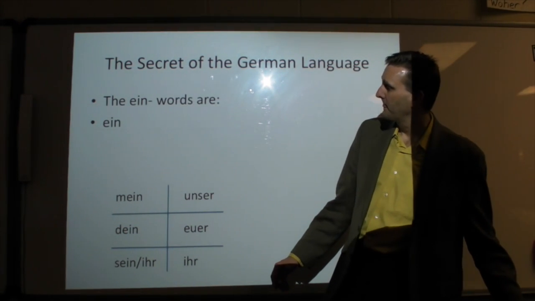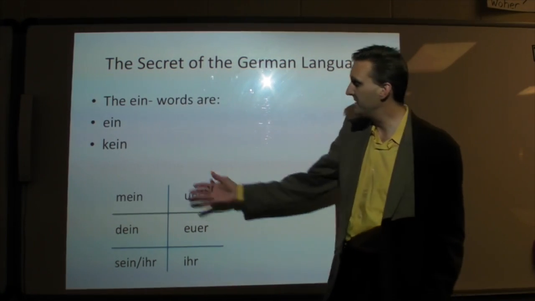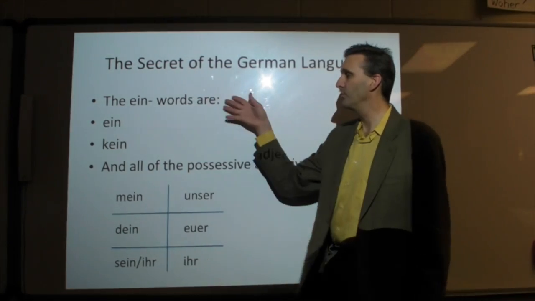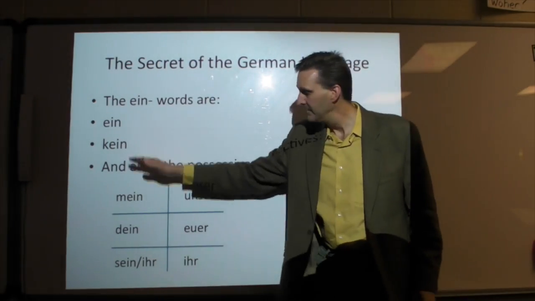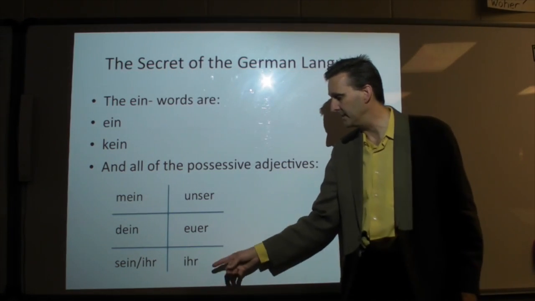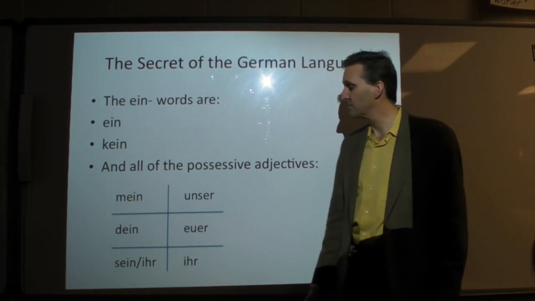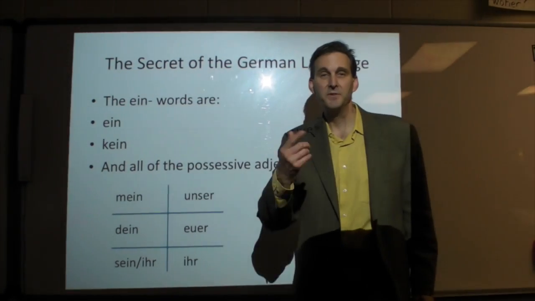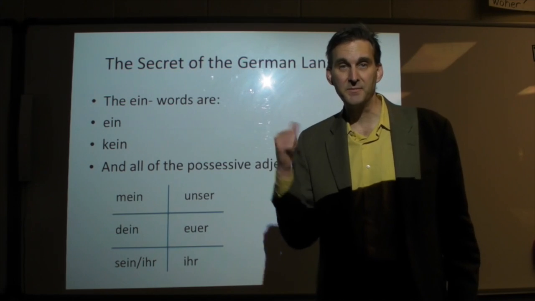Here they are. There's ein, kein, and basically this chart of possessive adjectives. So the ein words are ein, kein, and all the possessives, mein, dein, sein, ihr, unser, euer, and ihr. Okay, so if you're taking notes, you may want to get those down. If you need to pause the video, go ahead, but I'm going to move on.